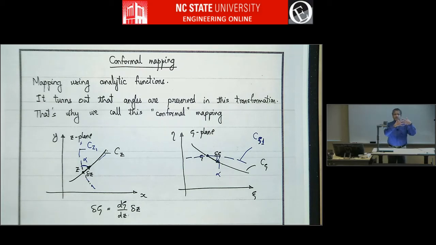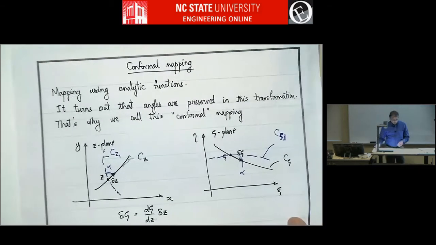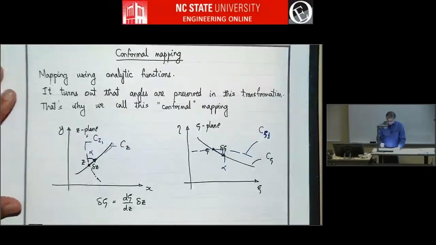You take this net and you deform it, but at every point you have a corresponding point on the other plane. So whatever angle you had in this plane at that point will be the same angle in the other plane at that corresponding point. So that's why it's called conformal mapping. So let's see how that works out.